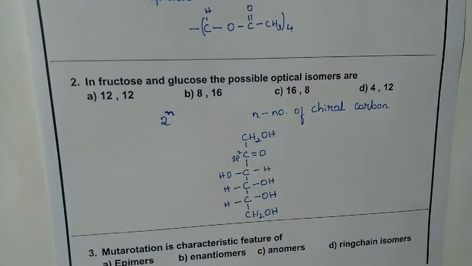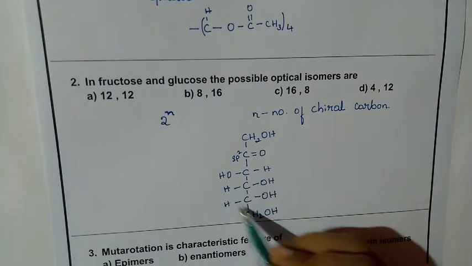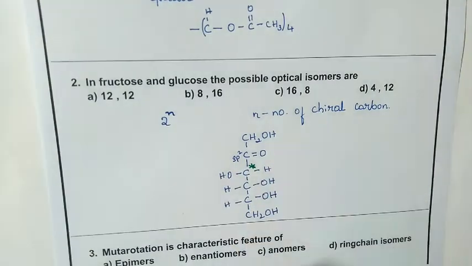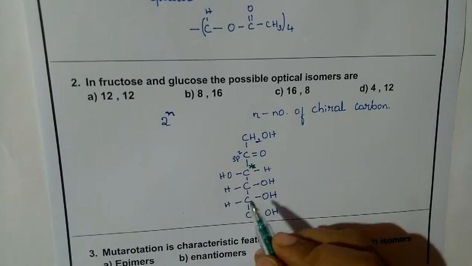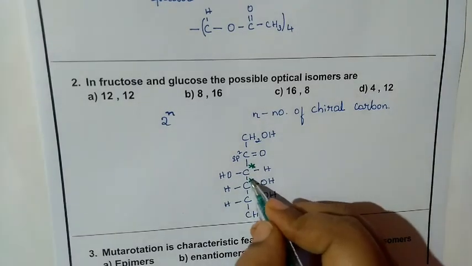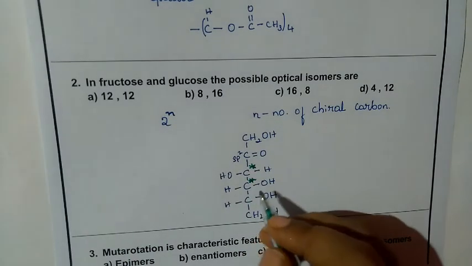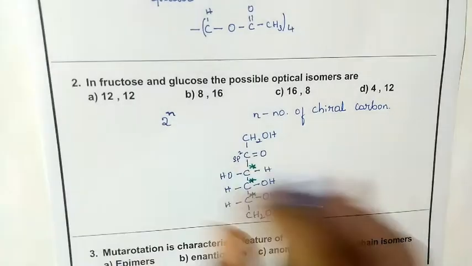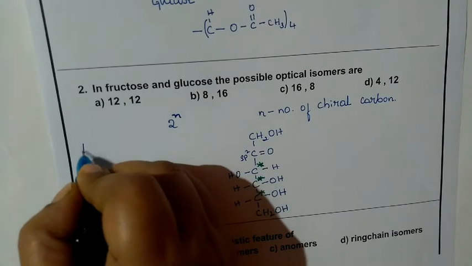That means this is also not a chiral carbon. So the chiral carbon you can observe here: this side one group and this side one group, all 4 are different. So this is our chiral carbon. Next, this one you observe the same. This side a different carbon chain, that side a different carbon chain, so this is also a chiral carbon. Next, this one, same thing, it is also a chiral carbon. Which compound is this? This is our fructose. So in fructose, how many chiral carbons? 3 chiral carbons.